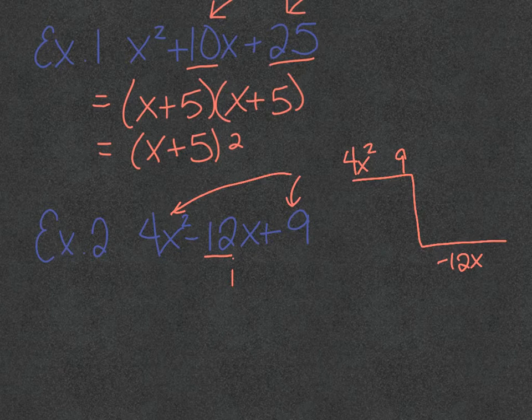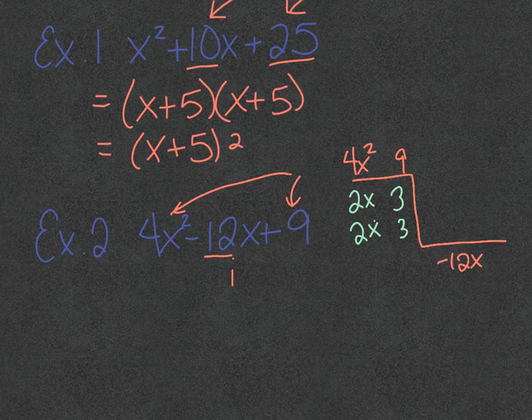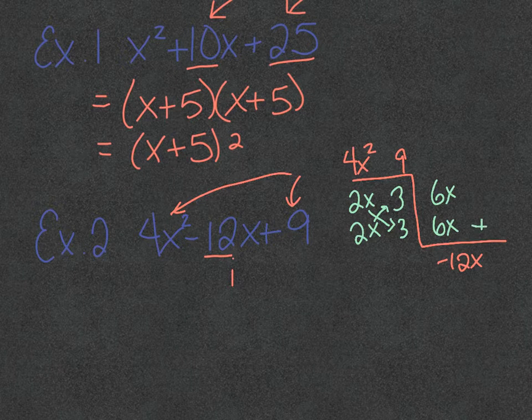We look at two terms that multiply to 4x squared. So 2x and 2x, two terms that multiply to 9. I'm going to choose 3 and 3. And when I multiply across, here I'm going to get 6x and 6x. And if they add up to what's down here, then we have found our factors. Now, unfortunately, they didn't add up.